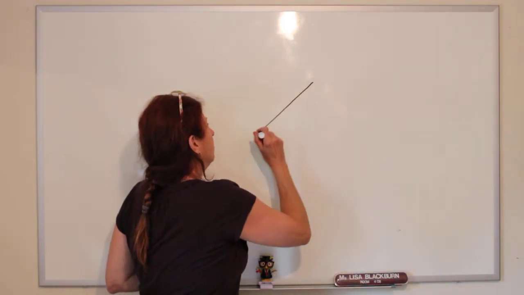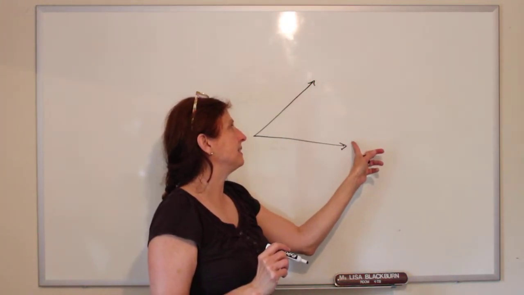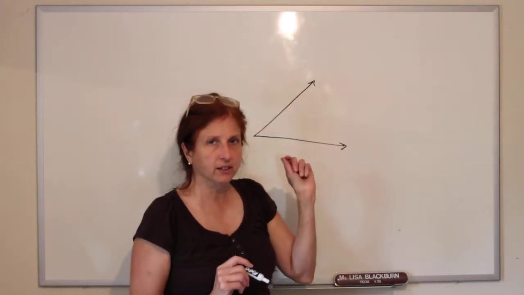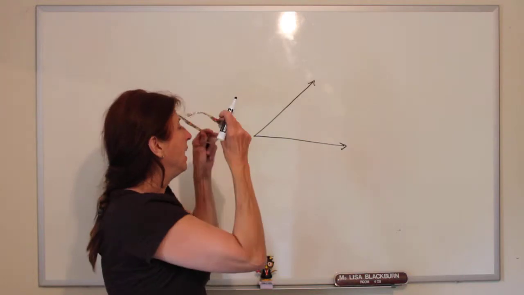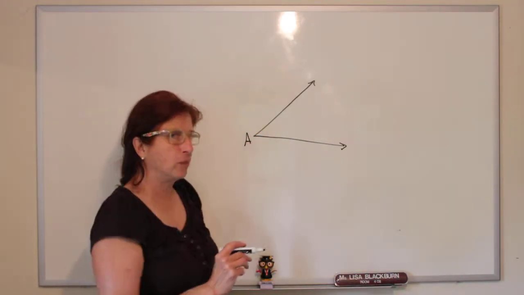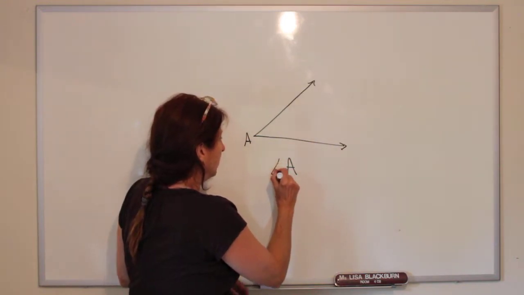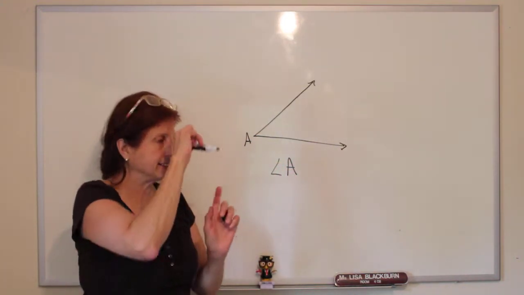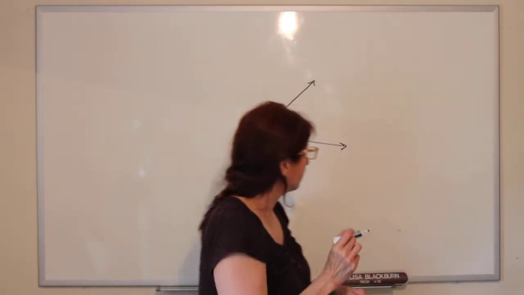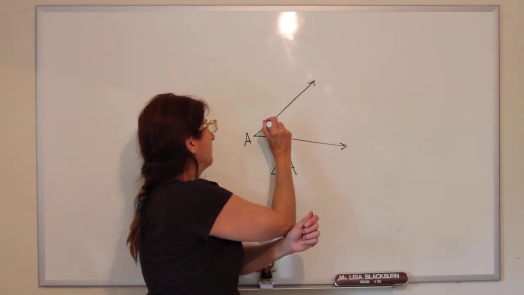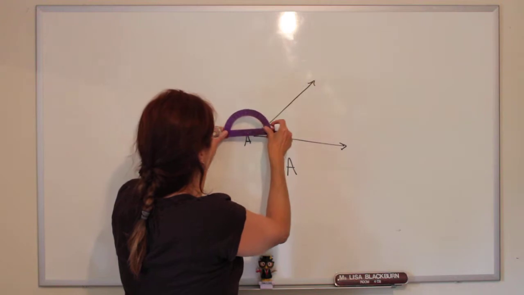So an angle looks like this, and if it's made out of rays, they go on to infinity. This pointy part is called the vertex, and we can label it A, and then this would be angle A. Ta-da! And that's the symbol for it. Okay, vertex, these are the sides.